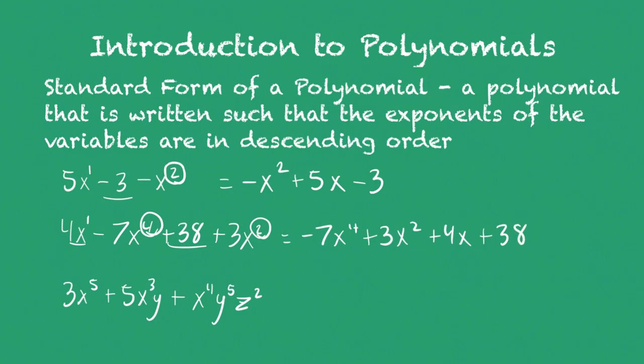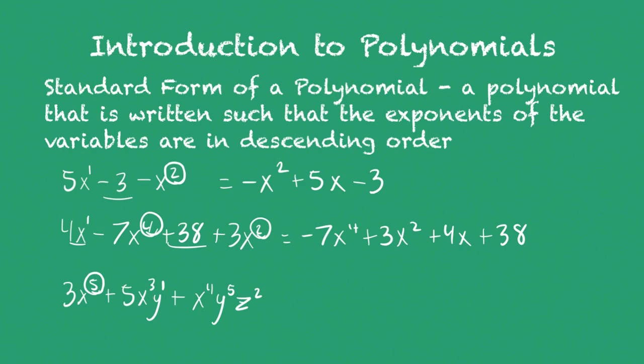For our last example, you notice we have more than one variable happening. And in examples like this, what we want to do for standard form is have the term with the biggest sum of exponents come first and work our way down. So sum meaning the addition of the exponents in each term. So for our first term, we have 3x to the fifth, so that's 5. For our second one, we have plus 5x to the third y. Again, that y has an exponent of 1 with it.